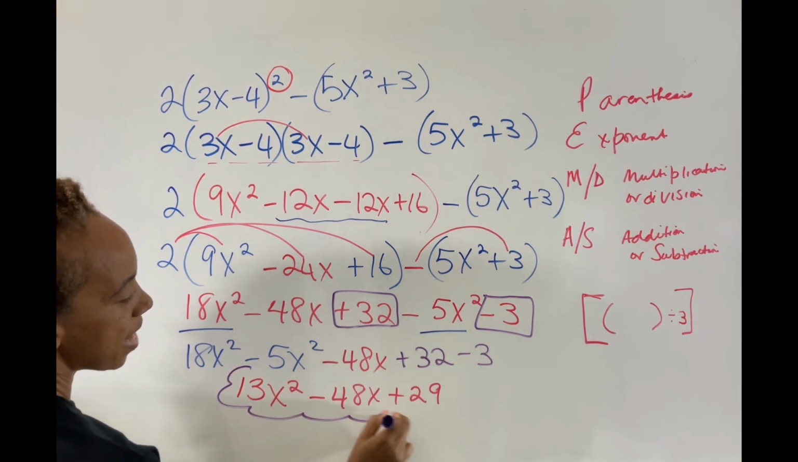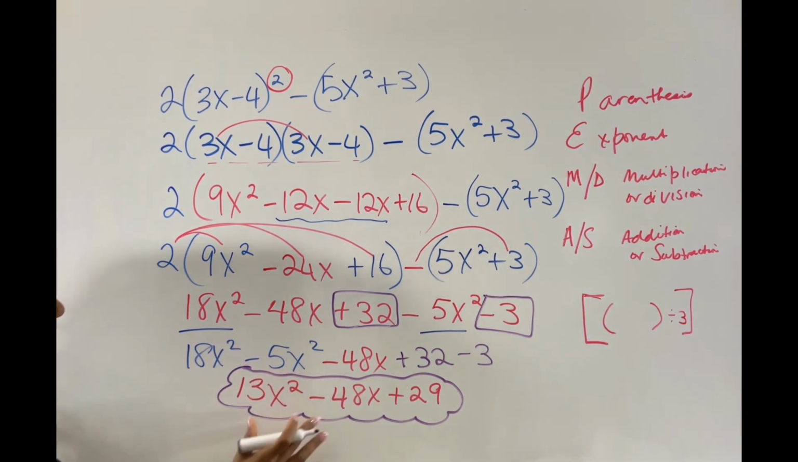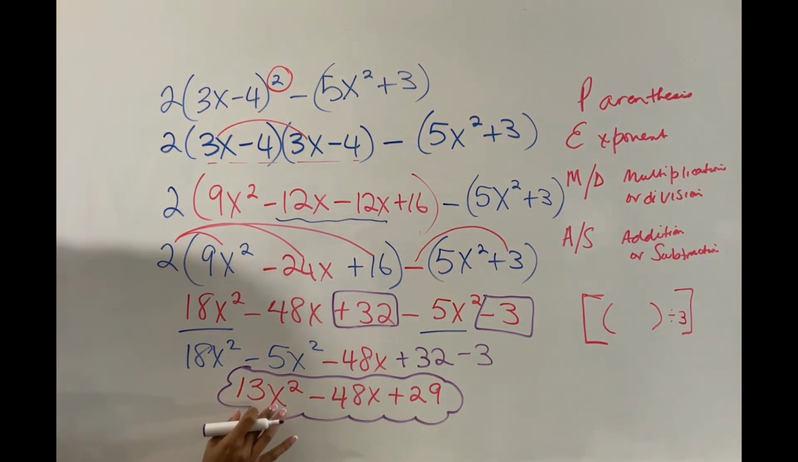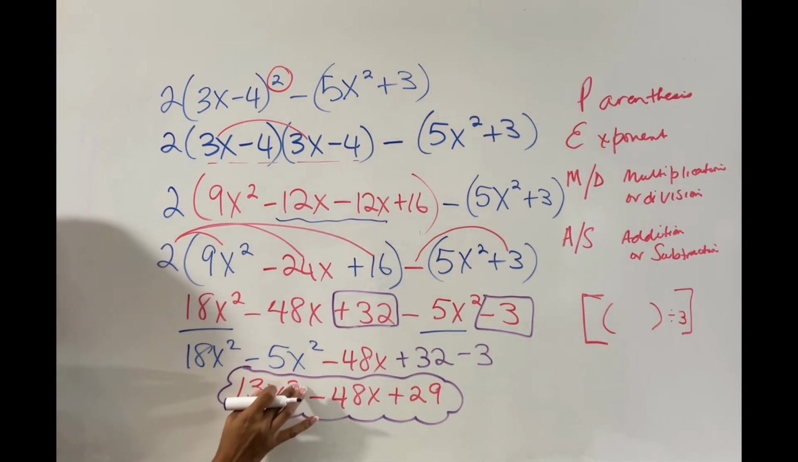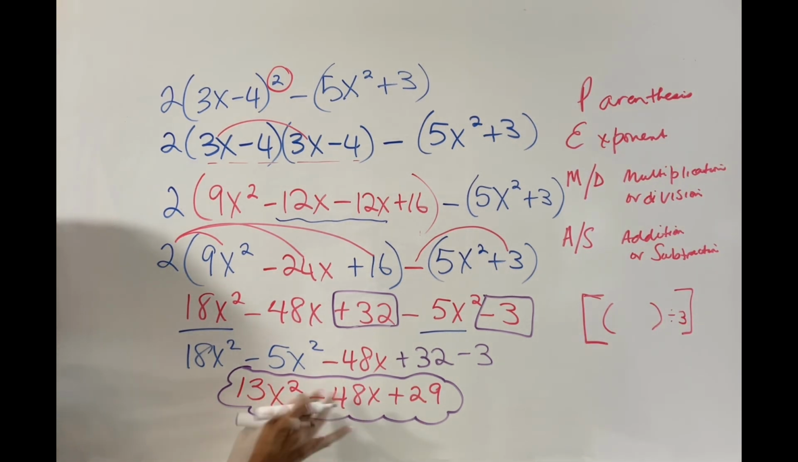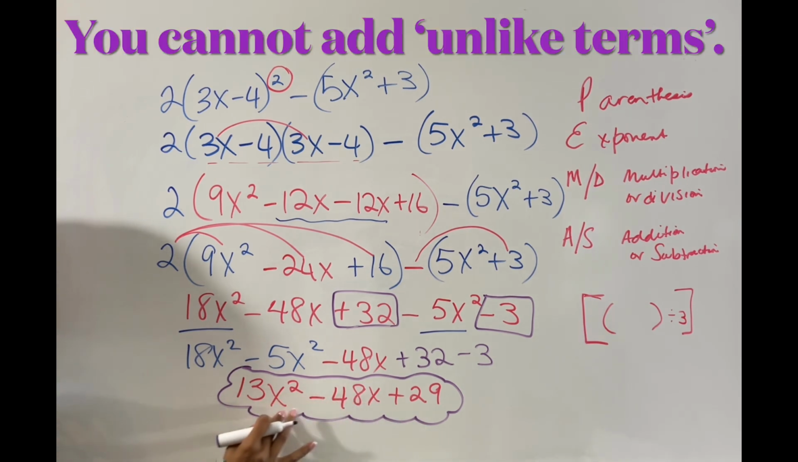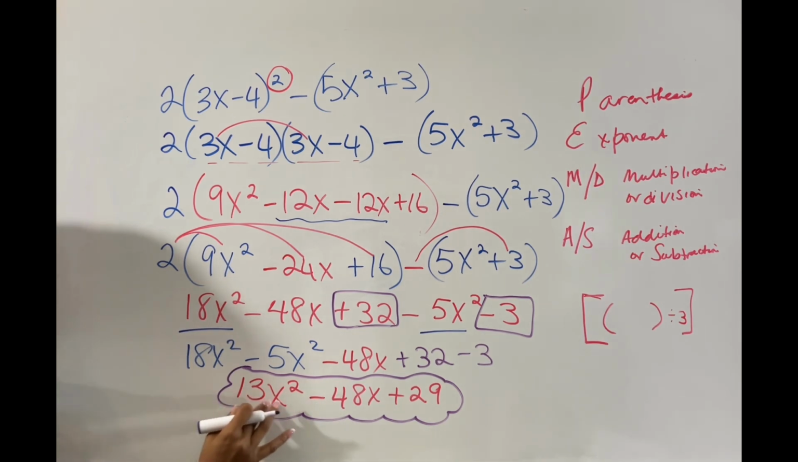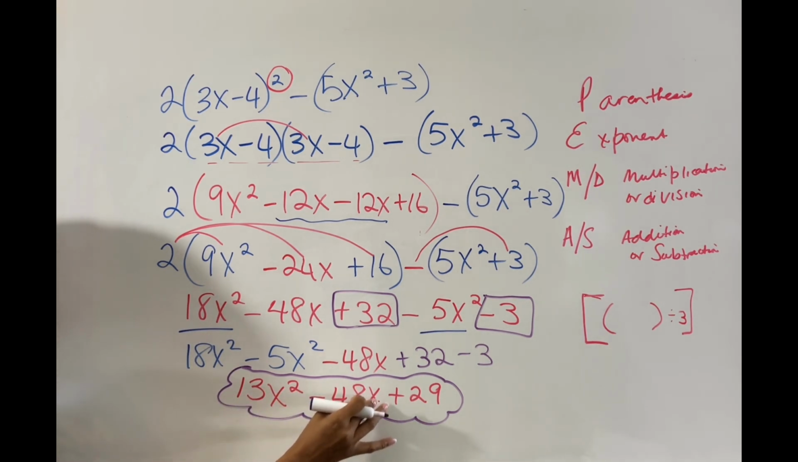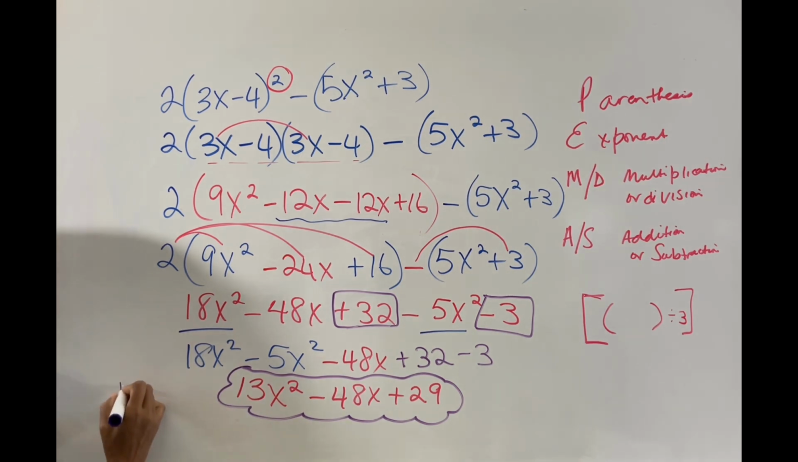Notice you cannot add these terms together, because even though this has an x here and this is an x, this x is raised to the second exponent. You cannot add a variable with another variable that is raised to an exponent, meaning that you cannot add a 13x squared with 48x. You can only add, say, if it was 13x squared and 48x squared, then yes, you could have added that, and that would have given you simply 61x squared.